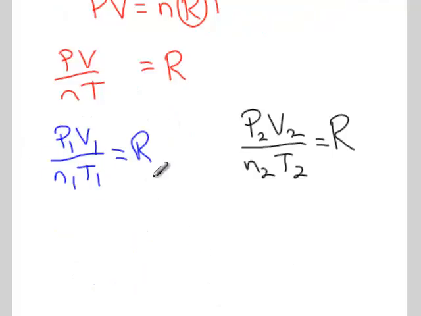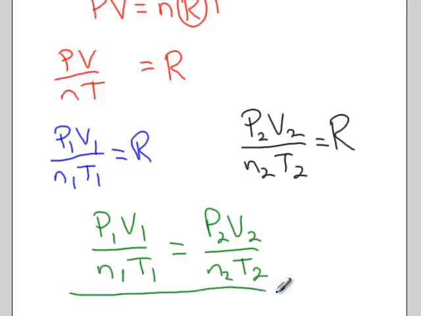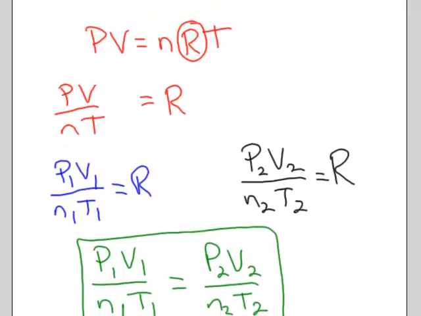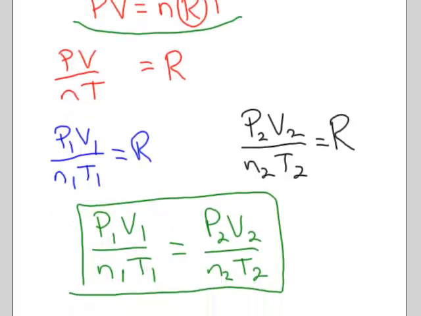Well, the blue equation equals R, the black equation equals R, so if they both equal the same thing, they both have to equal each other. So P1 V1 over n1 T1 equals P2 V2 over n2 T2. Notice all we did was start from PV equals nRT, the ideal gas law. And we can change 4 variables, pressure, volume, moles, and temperature, or we can just change some of those variables in a given problem.